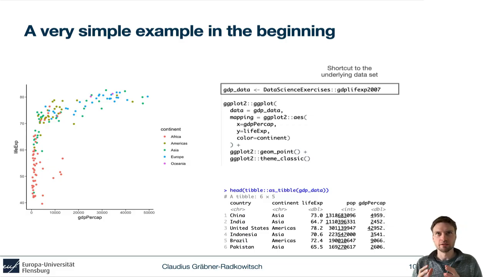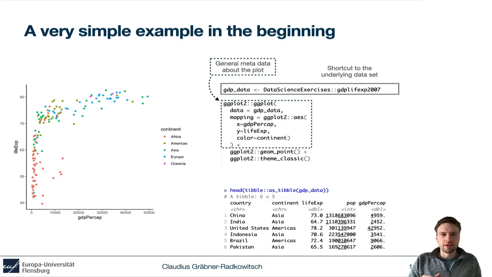The task of the ggplot2 plot is always to link the variables of the data set to visual properties of the figure. Here we have some general metadata about the plot. This is everything that is in the initial ggplot call. So we have the function ggplot, and this function contains metadata for the plot that all other upcoming functions will use as a default option.